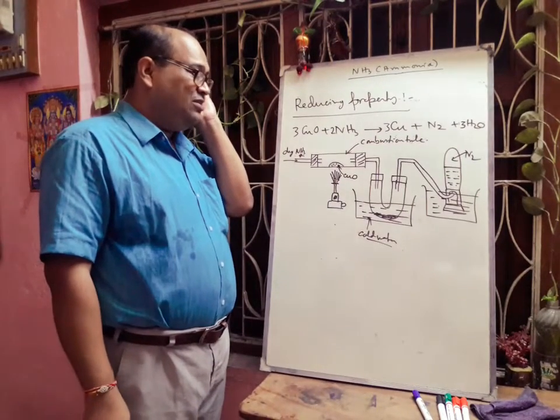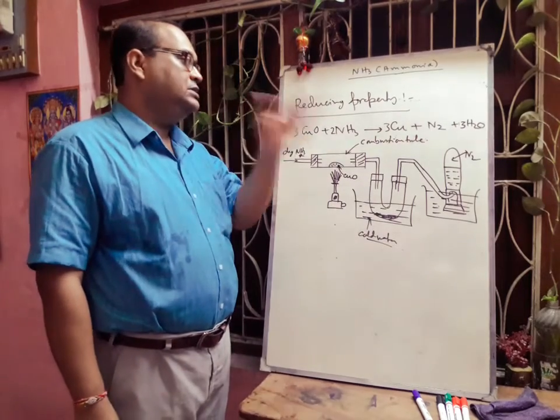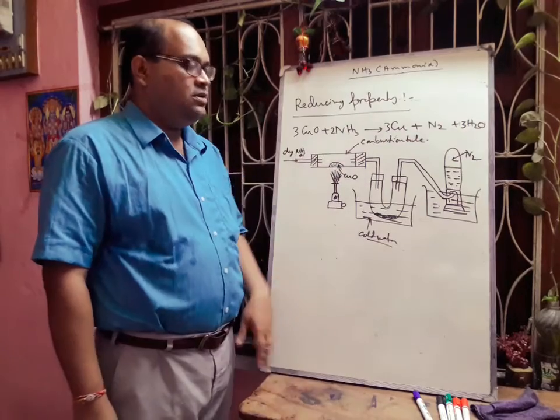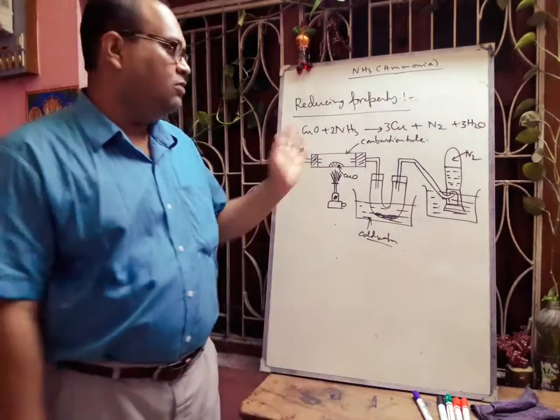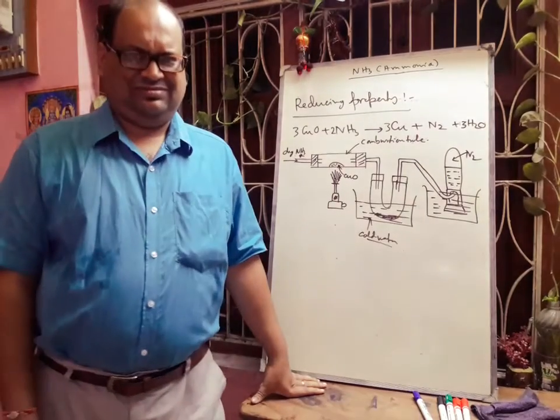So in case of lead oxide, there will be formation of lead, as well as if we pass the dry ammonia gas, definitely there will be formation of N2 gas. So now what will be the observation of this type of experiment or the reaction?